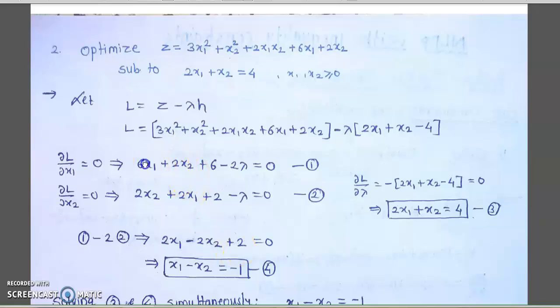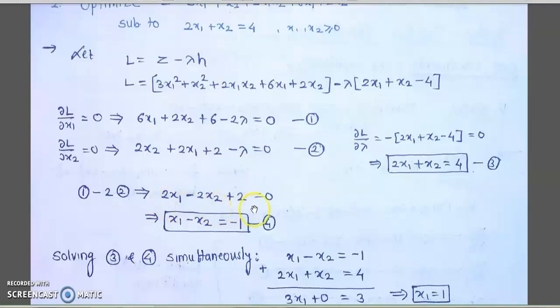That is 6x1 minus 2 times 2x1, that is 4x1, gives us 2x1. Then 2x2 minus 4x2 is minus 2x2, and 6 minus 4 is plus 2 equal to 0, and 2 lambda and 2 lambda cancel. So after cancelling 2 or shifting 2 to the other side, we get x1 minus x2 equal to minus 1, a simplified form of that equation. Call it equation 4.